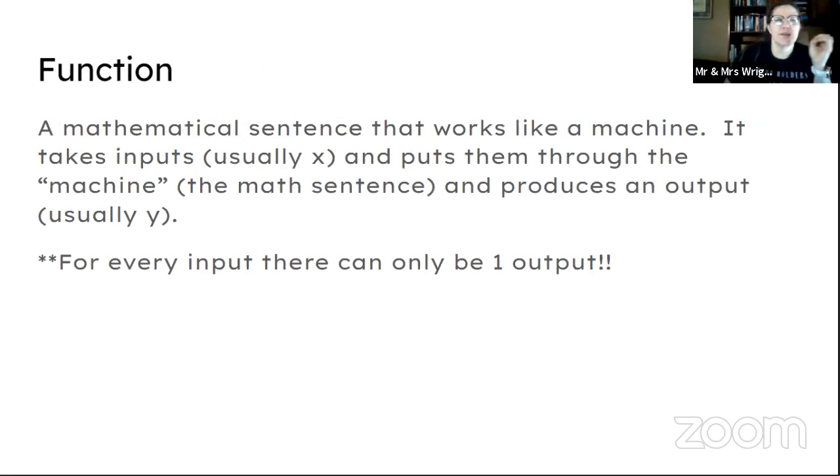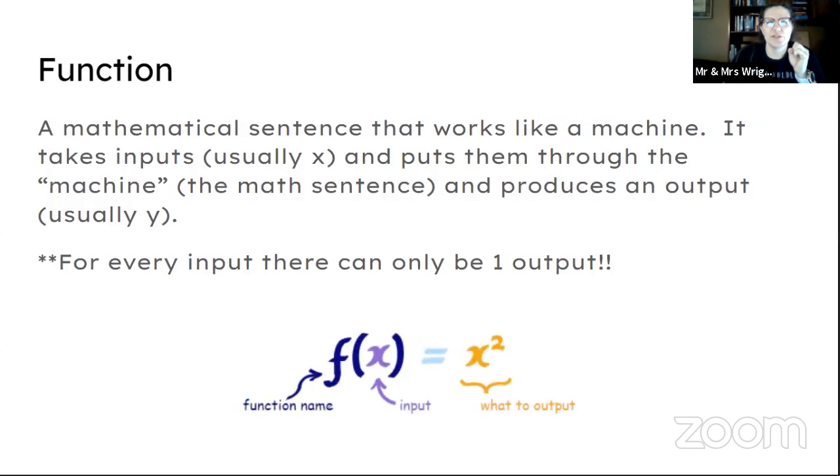Function, okay, here we go. Function is a mathematical sentence that works like a machine. It takes its inputs, usually X, but doesn't have to be, puts them through a machine, which is the math sentence, and produces an output, which is usually Y. The one rule is for every input, there can only be one output. I think I have a picture here. All right, so usually when you see a function, instead of saying Y, it's going to say f of X. That's how you say this, f of X.